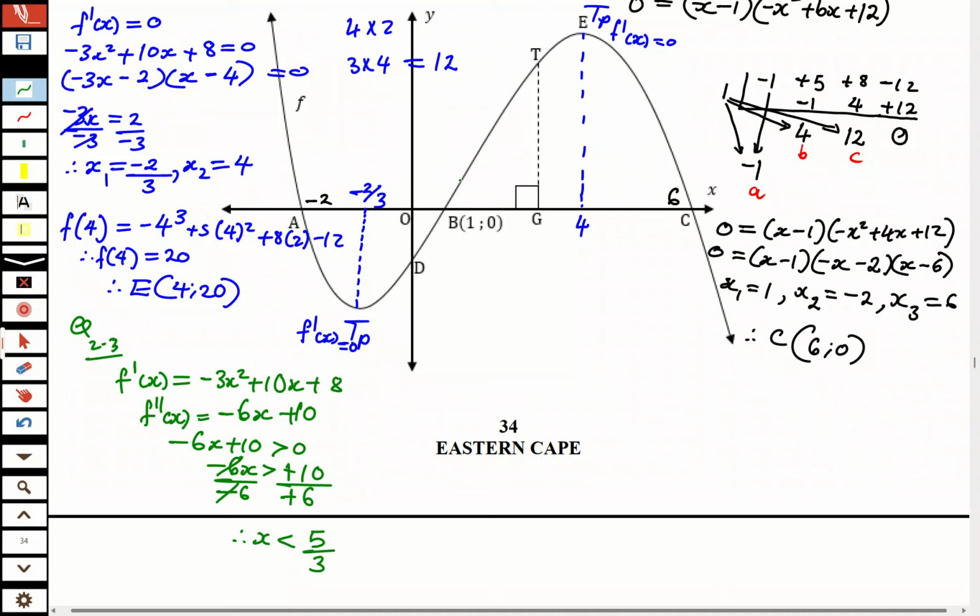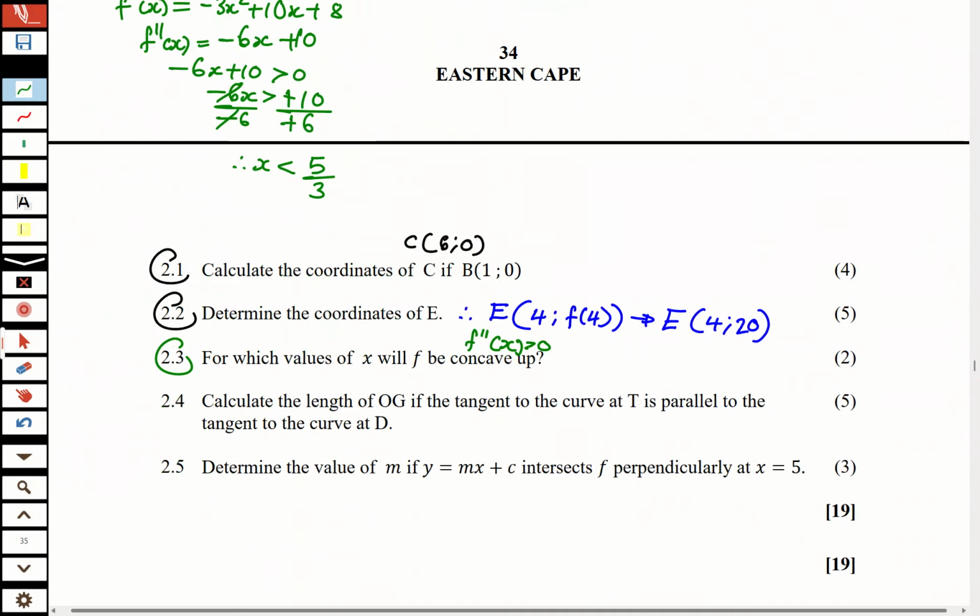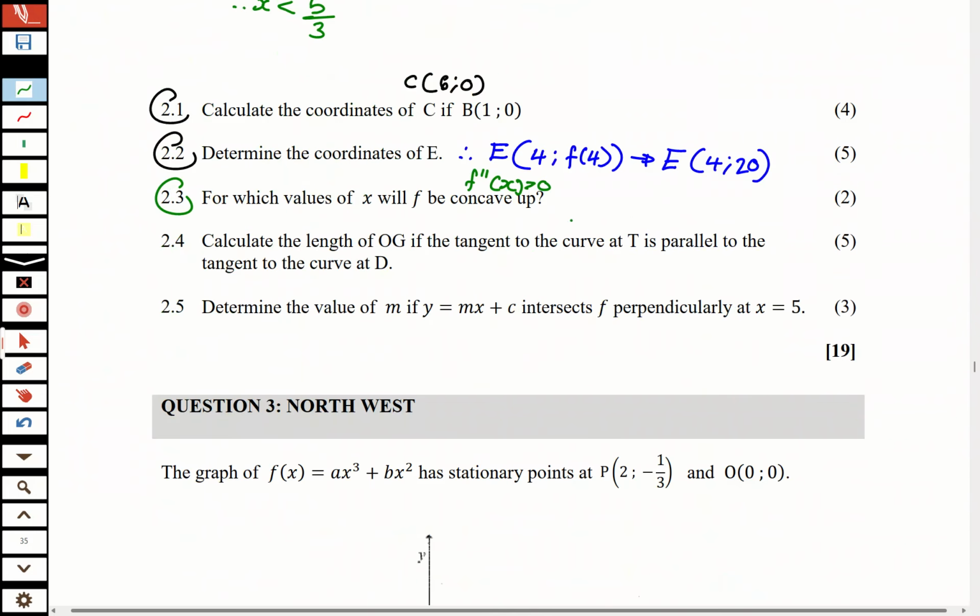And you can see that if 5 all over 3 is somewhere here, your function starts to be what? To be concave up like that. And this makes sense, that x has to be on the left of these numbers there. So that's your answer there, guys. You're just going to say that therefore x has to be simply less than 5 all over 3.